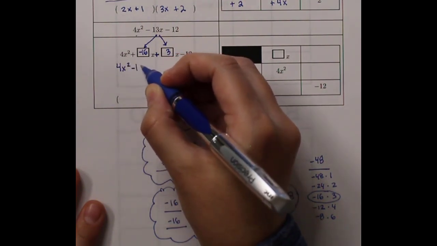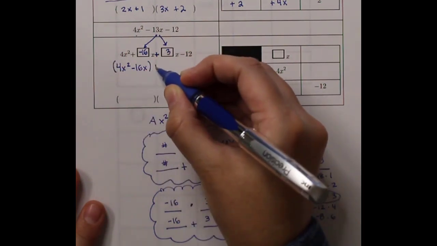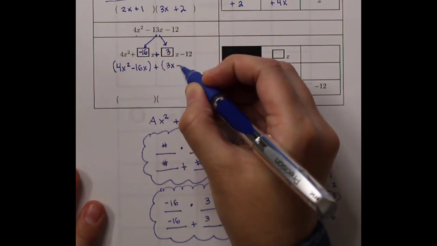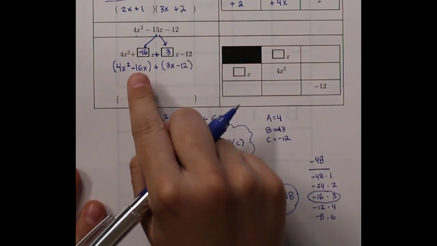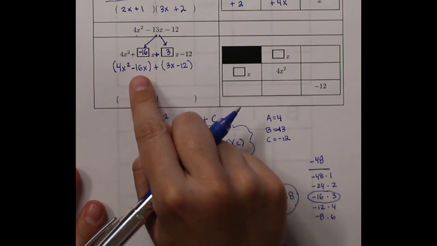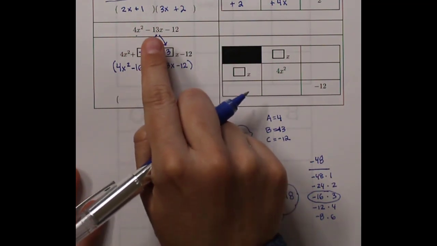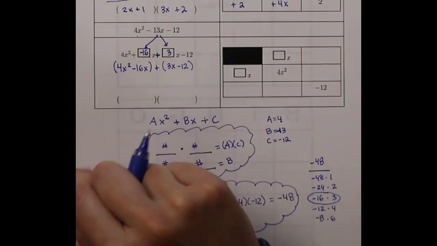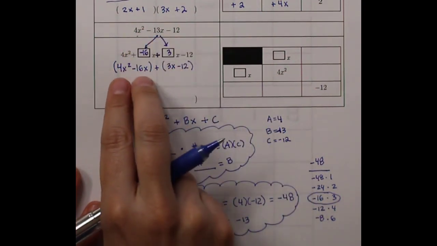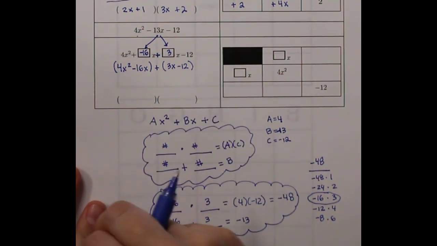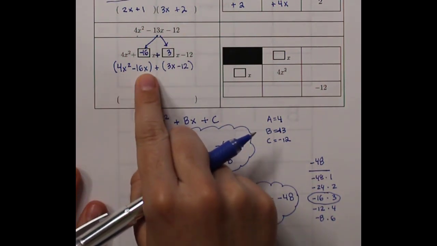4x squared minus 16x goes in my first group, and then 3x minus 12 goes in my second group. Okay, so just real fast, making sure you understand this. If you put this back together, negative 16x plus 3x is where we started, negative 13x. We are just splitting 3 terms to make 4 terms so that we can put 2 in one group and 2 in the other group, because we now know how to factor by grouping. So from here, we're good to go.